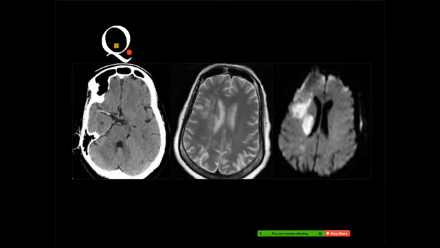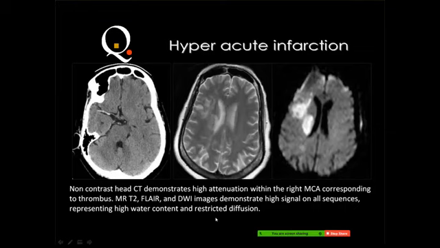Infarction. Yes, thrombosis, hyperdense vessel sign. And the infarcted area in the right side with diffusion restriction, a simple appearance of a hyperacute or acute infarction.